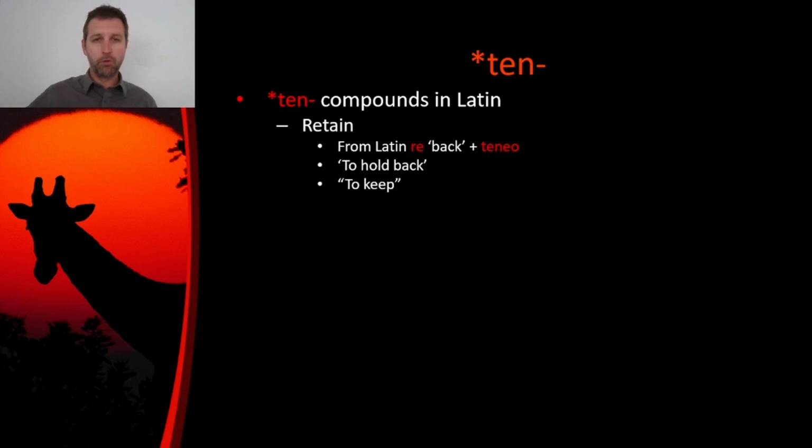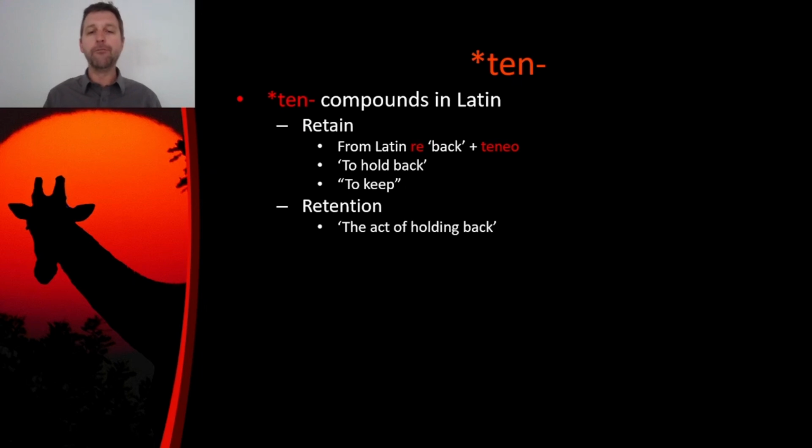Of course, there are also things called retaining walls, which are built to hold dirt back. And so they're not keeping dirt, they're holding it back. And so they're still doing the literal meaning of that. Retention, of course, is the noun form of retain, because retention is just the act of holding back or an act of keeping. Then we have another word that comes through French ultimately, but it comes from this Latin root and this Latin compound as well.